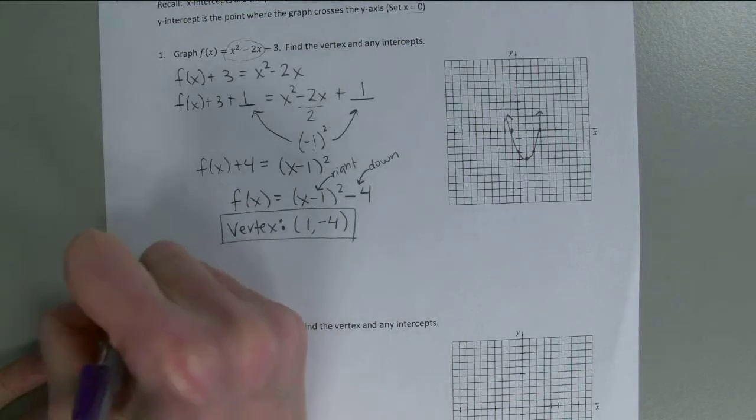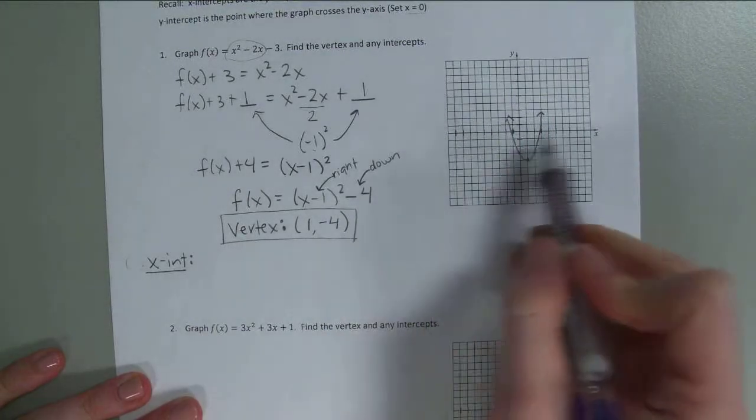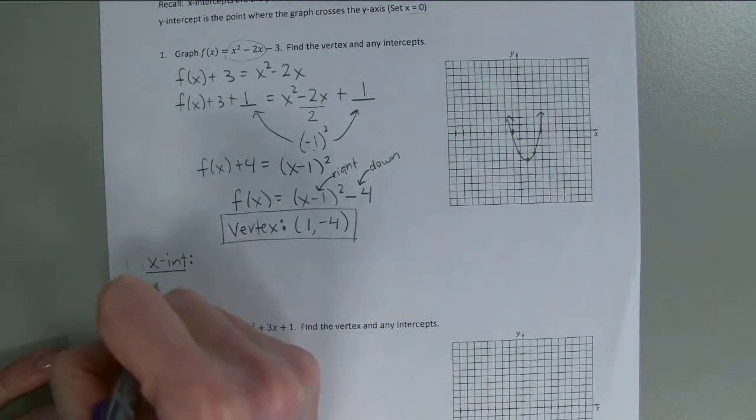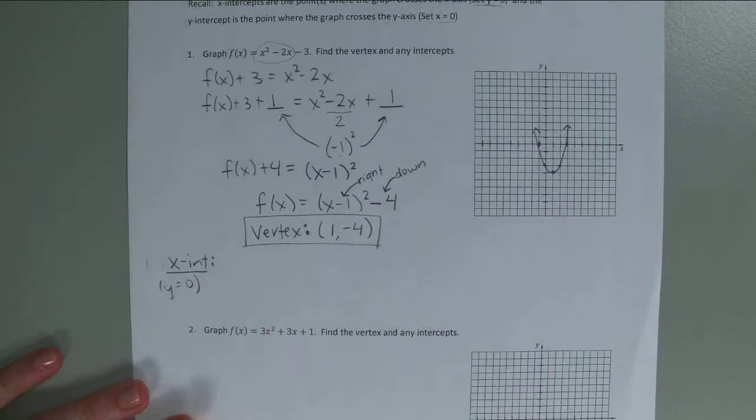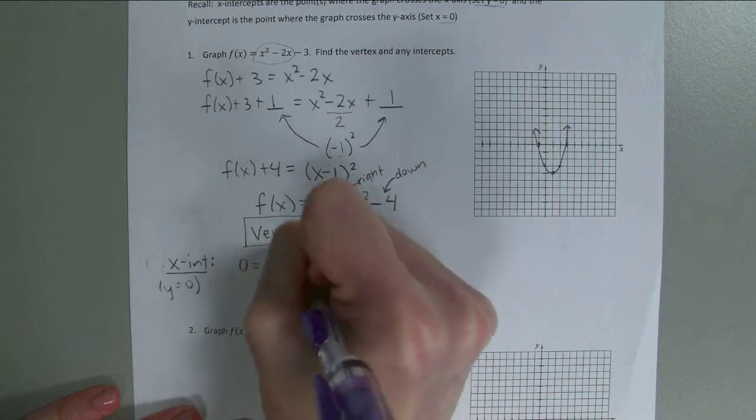Well, in order to find the x-intercepts, that means where do we cross the x-axis? That means make y equal 0. In order to find x-intercepts, make y equal 0. What is y when you look at your function? Y is the left-hand side. It's that f of x, okay? So we're going to let f of x equal 0. So this is just 0 equals x squared minus 2x minus 3.